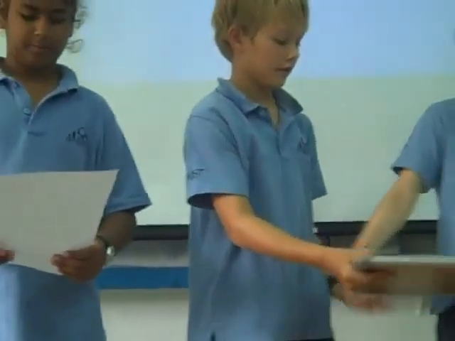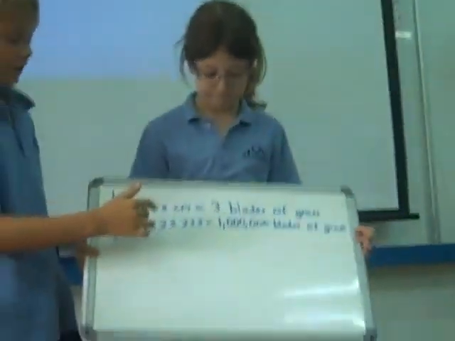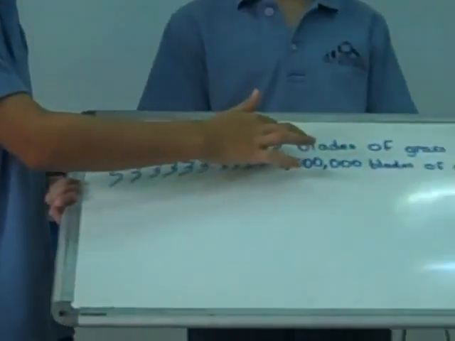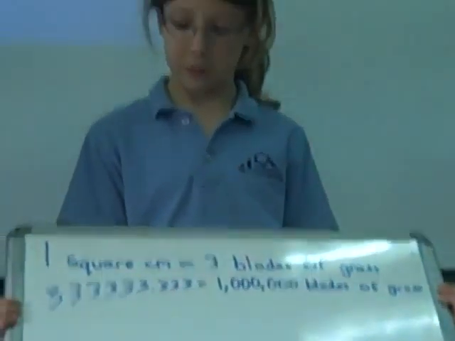Our mission was to model a million. Explain how this grass blade shows a million. Well, what we did was we decided to see how many square centimeters a million blades of grass would take up, just to see how big and how much for such a small thing. And so we've calculated that, and it turns out that 1 square centimeter, on average, equals 3 blades of grass.